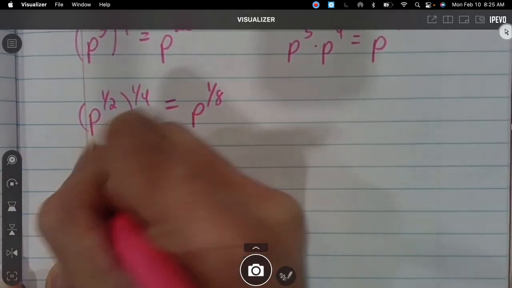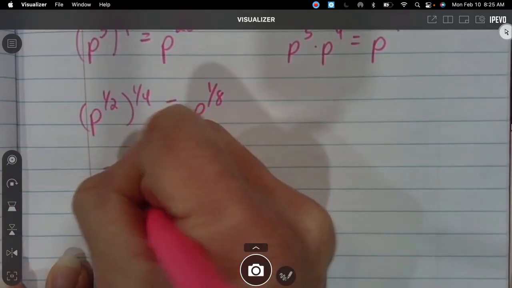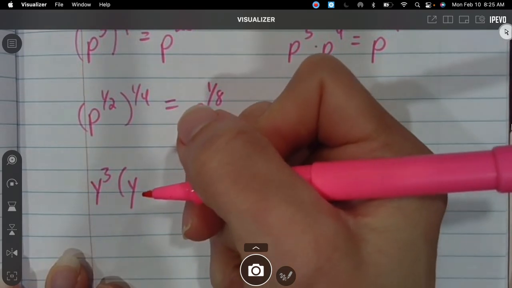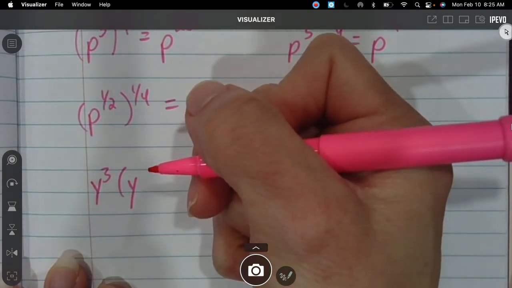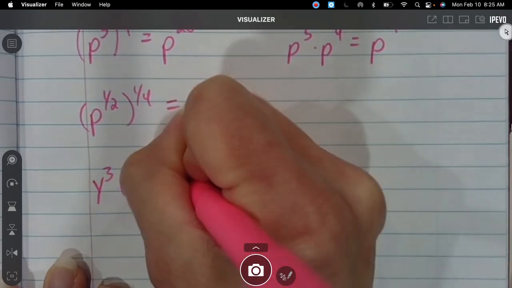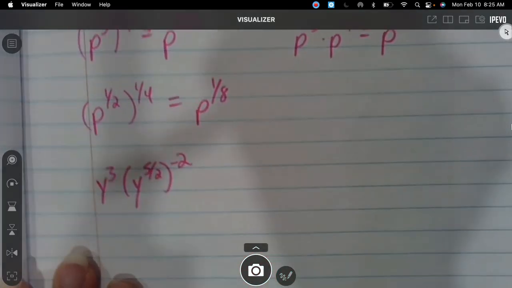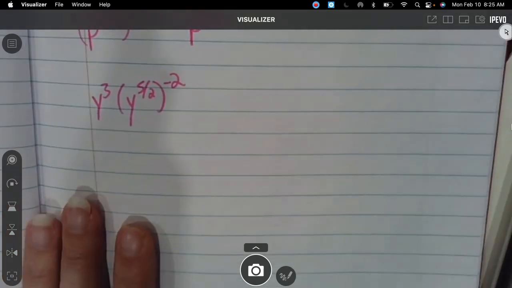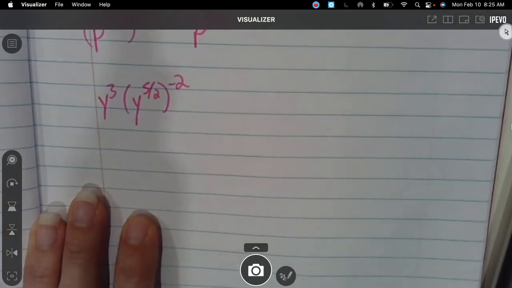This one's weird. y to the 3rd times y to the, what does that say? 5/2 to the -2. Okay, this one has a lot to it. So we'll do several like this. What do you do with a power to a power?